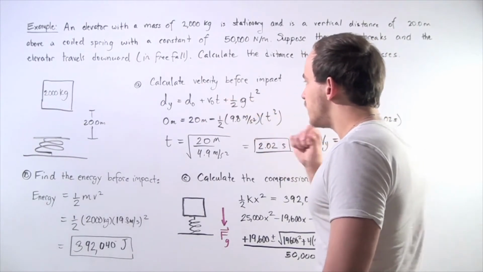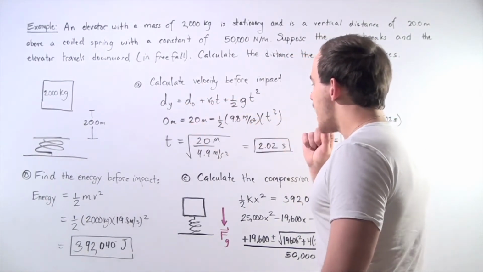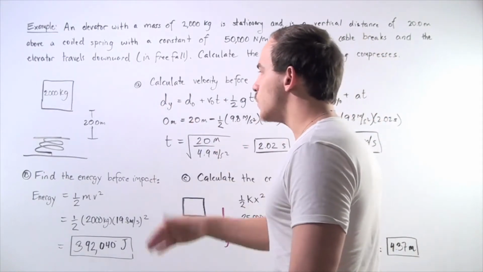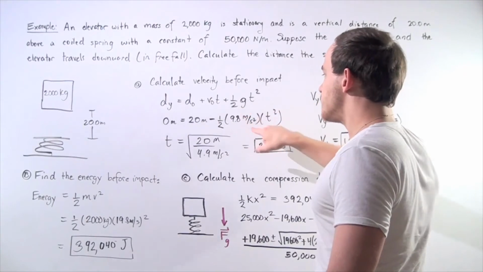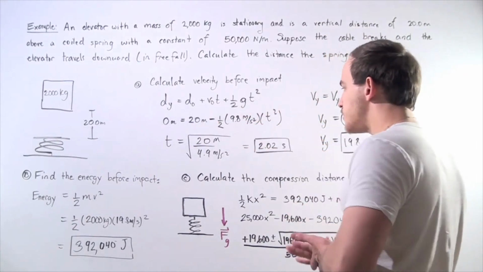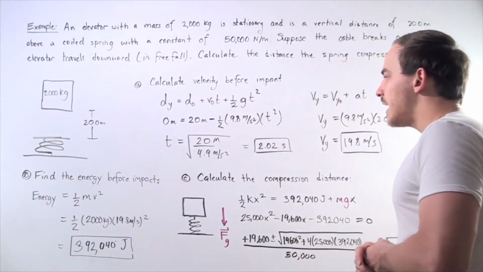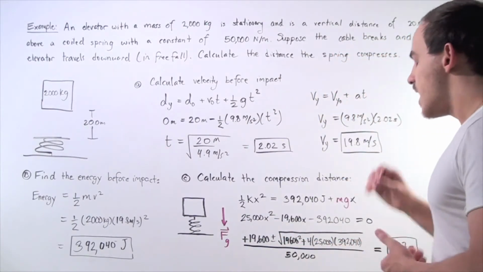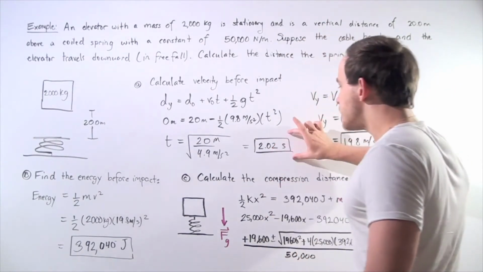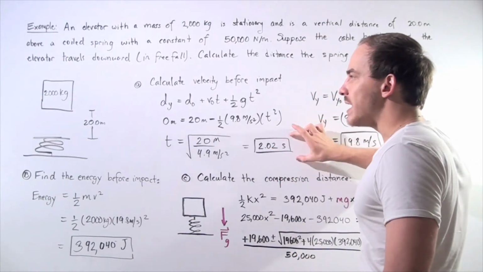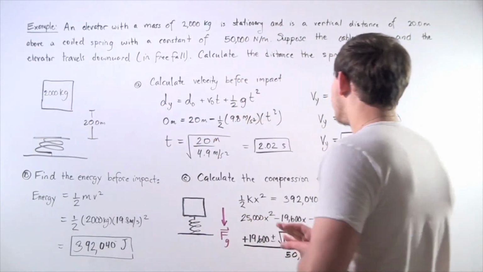So this term becomes 0, this term becomes 0, this is 20 meters, and because we choose going downward to be negative, we have negative 9.8 meters per second squared for our acceleration. So we plug those values in and we solve for time, and we see that our time is approximately 2.02 seconds. So this is how long our elevator spends in the air right before it makes impact with the spring.